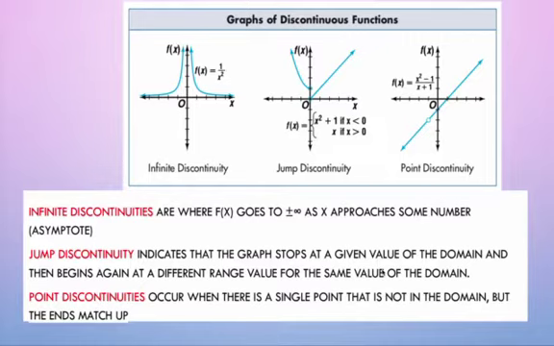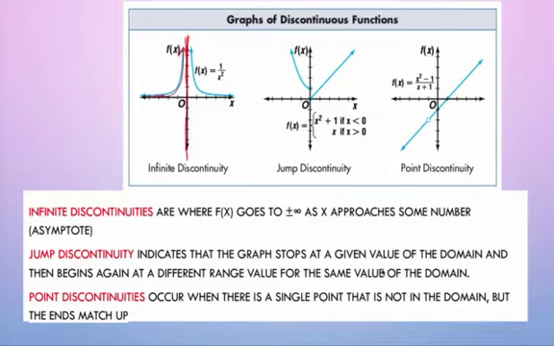An infinite discontinuity is when your function goes to positive or negative infinity as x approaches some number. This is a vertical asymptote. So here's an example of an infinite discontinuity where your vertical asymptote is the y-axis. As you approach x equals 0, your function goes to infinity but never actually hits x equals 0. The function is not defined for x equals 0.